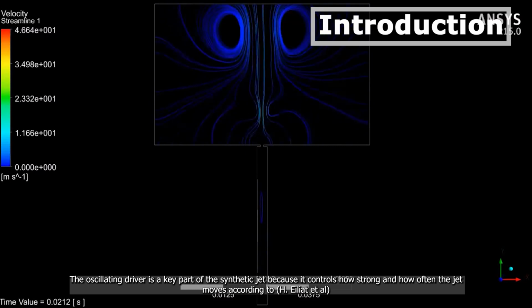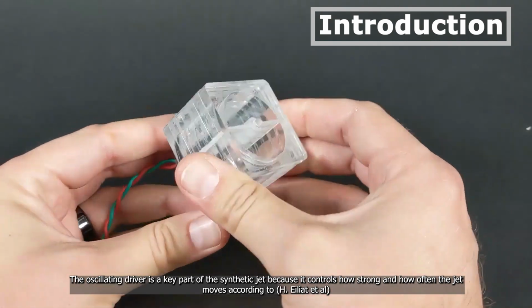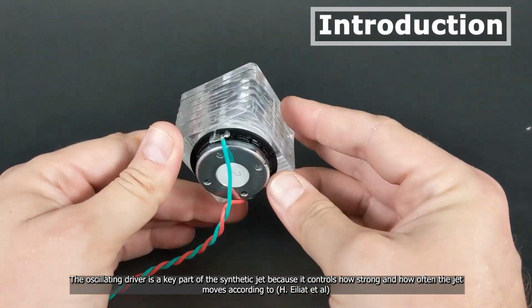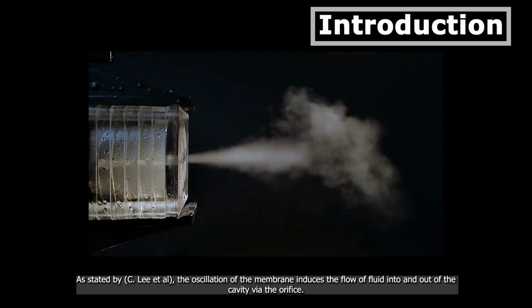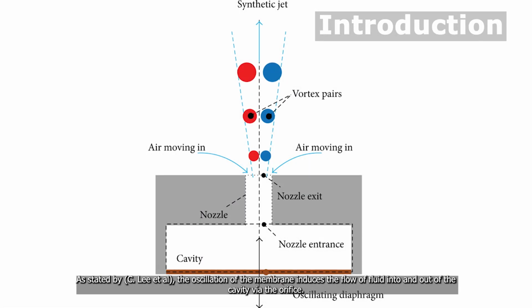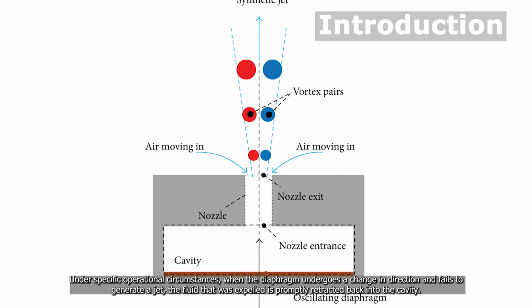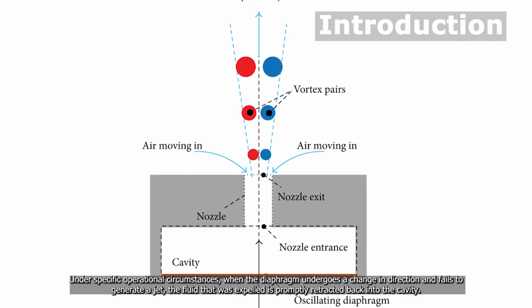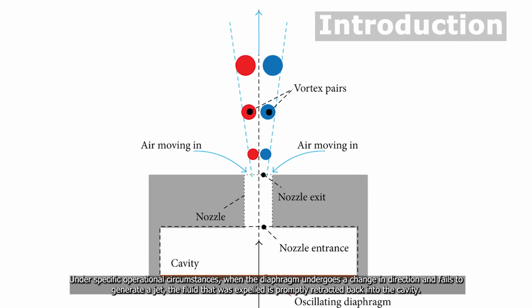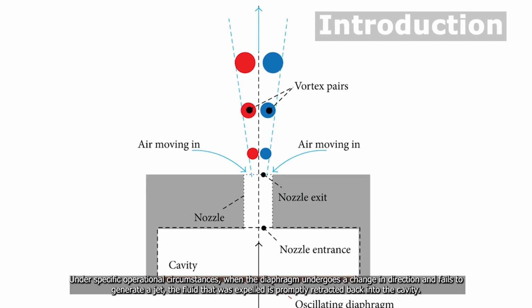The oscillating driver is a key part of the synthetic jet because it controls how strong and how often the jet moves, according to H. Elliott and others. As stated by C. Lee and others, the oscillation of the membrane induces the flow of fluid into and out of the cavity via the orifice. Under specific operation circumstances, when the diaphragm undergoes a change in direction and fails to generate a jet, the fluid that was expelled is promptly retracted back into the cavity.